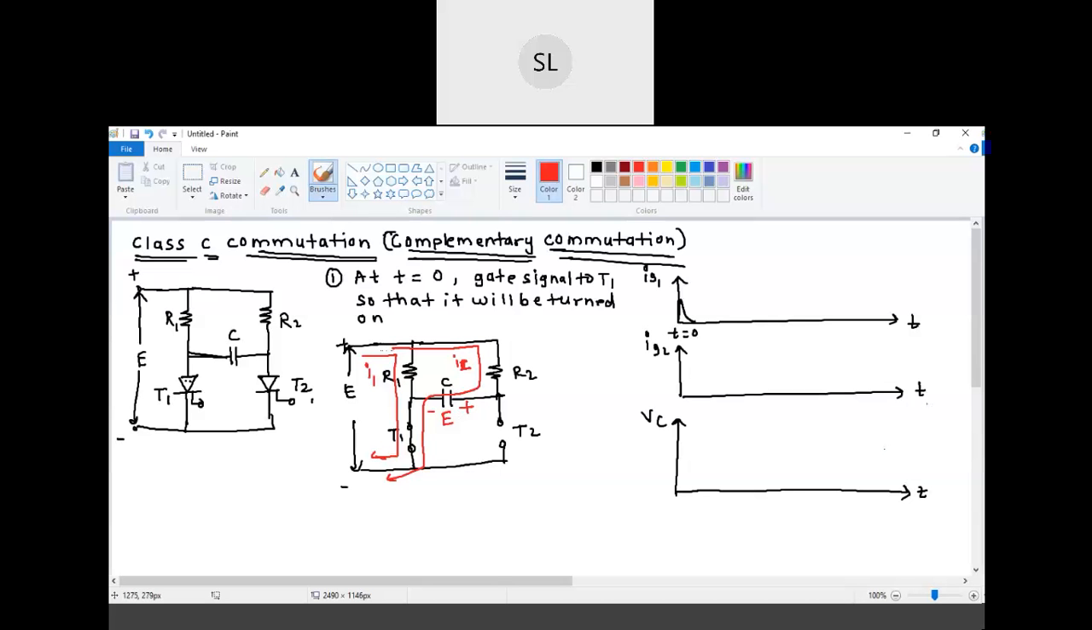So when supply voltage has been applied and triggering signal has been applied to this T1 at t is equal to 0, two currents will flow through this thyristor T1, one which is flowing through R1 and T1, another one which is flowing through R2, capacitor C and T1. Because of the current flowing through it, the capacitor will be charged to the supply voltage E with its right plate positive. So here I'll draw the waveform. The capacitor has been charged to supply voltage E. Just a minute.